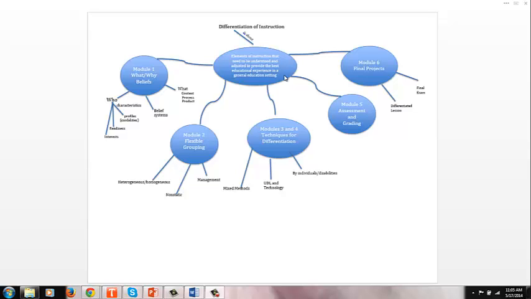So in this course, you're going to have 6 modules. Module 1 has got to do with the what and the why of differentiated instruction. And that has to do with, first of all, what do you base differentiation on? The who of differentiation, and that's got to do with students' interests, their readiness level, their learning profiles, and other factors that might come into play, such as their cultural background.